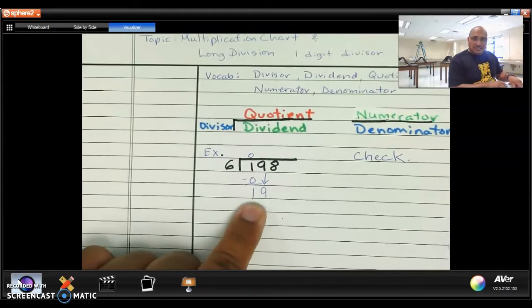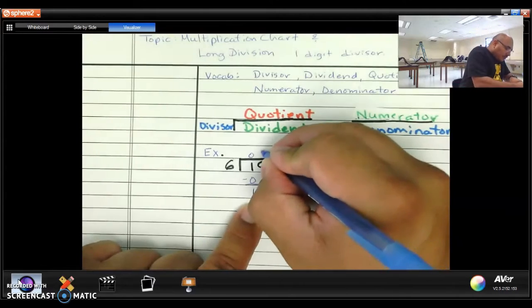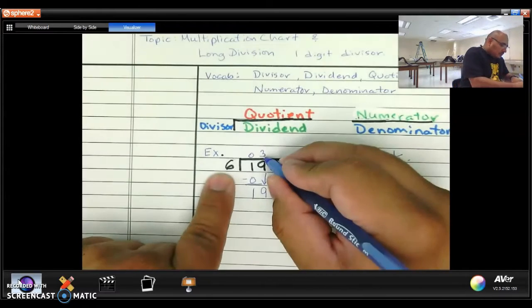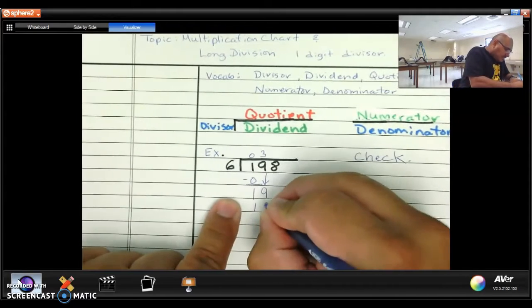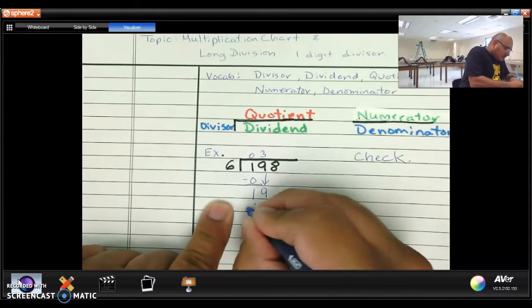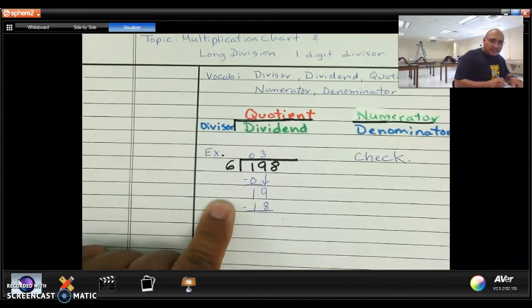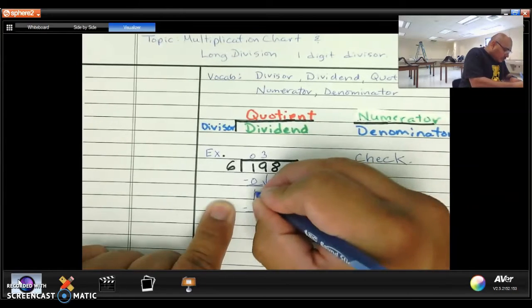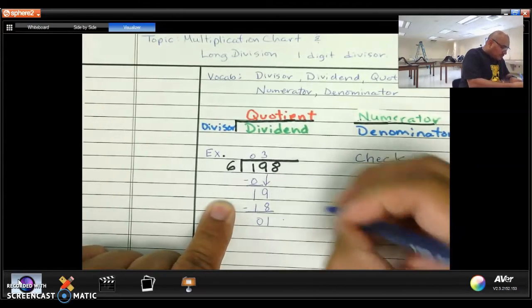6 goes into 19. Again, this is where our multiplication chart comes in handy. 6 times 3 is actually 18. So I'm going to put 3 up here above the 9. 3 times 6 is 18. I'm going to write it below 19. And I'm going to subtract. 9 minus 8 is 1. 1 minus 1 is 0.